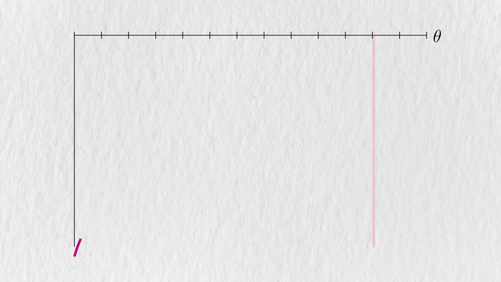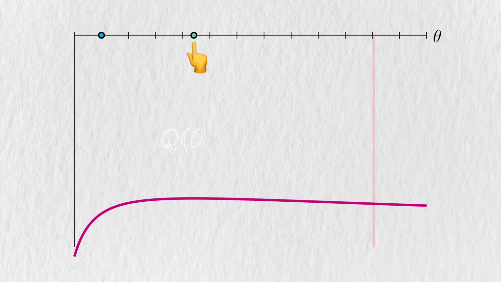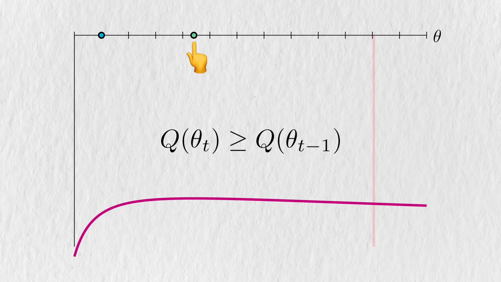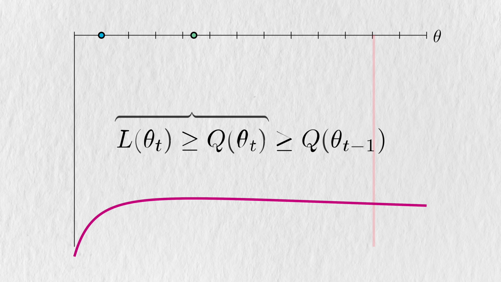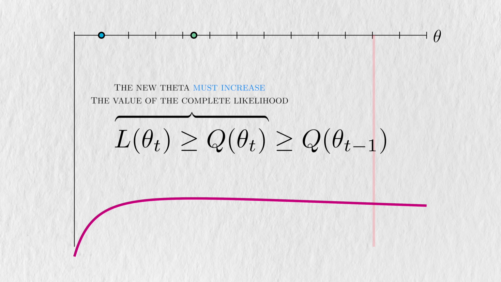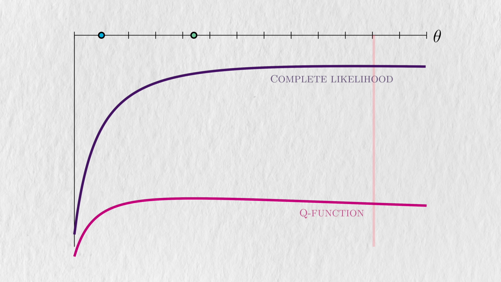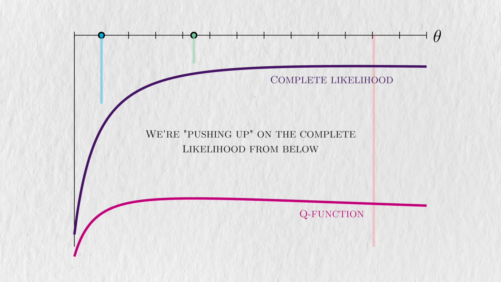At one point in our simulation, we got a Q function that looked like this. By definition, we know that the M step will give us a new theta that either increases the value of the Q function or keeps it about the same. Thanks to the lower bound, it has to be the case that the complete likelihood at this new value of theta is either going to be higher than the Q function or the same value. So by maximizing the Q function, we're sort of pushing up on the complete likelihood from below, even though we don't directly know what it looks like.